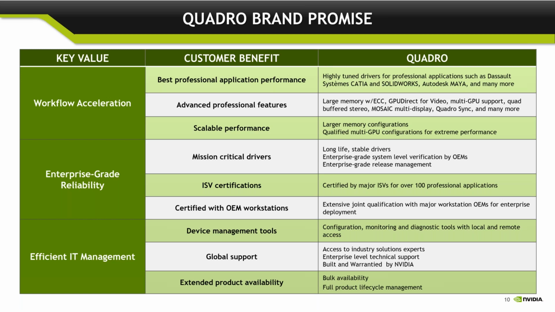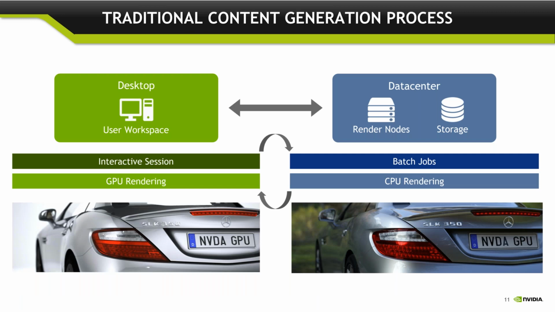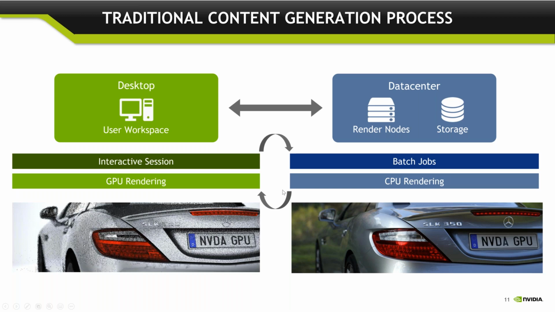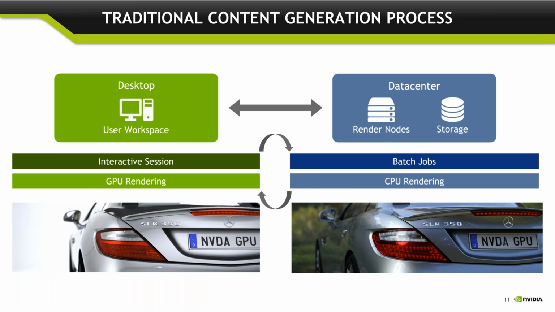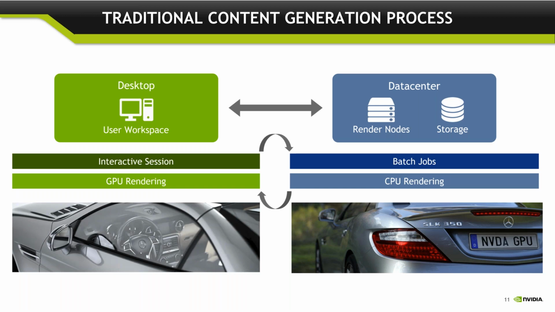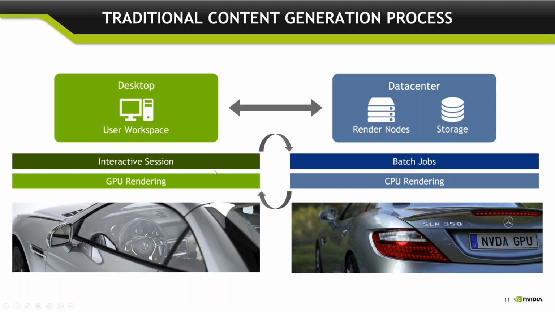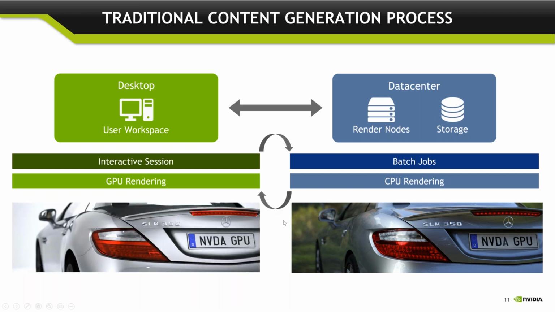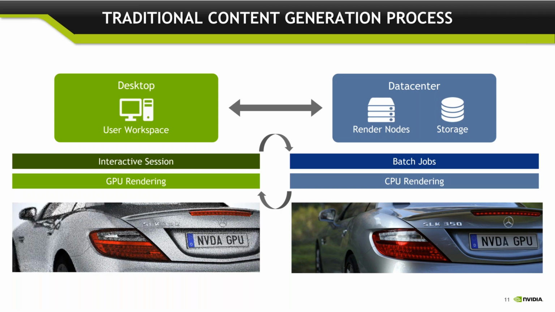Now, in a traditional content generation process, you will have a render node at the backend, which runs your batch jobs, and you basically use a CPU in that, and you have to wait for the rendering to happen, and then you get a result back, and then go and do the modification. So the iteration between the design and the rendering, and the feedback and the correction, takes a long time because the CPUs take a long time to render your scenes. What is the way out of it? Add more CPUs, right? Add more servers, which is a whole lot of time consuming and manageability nightmare.